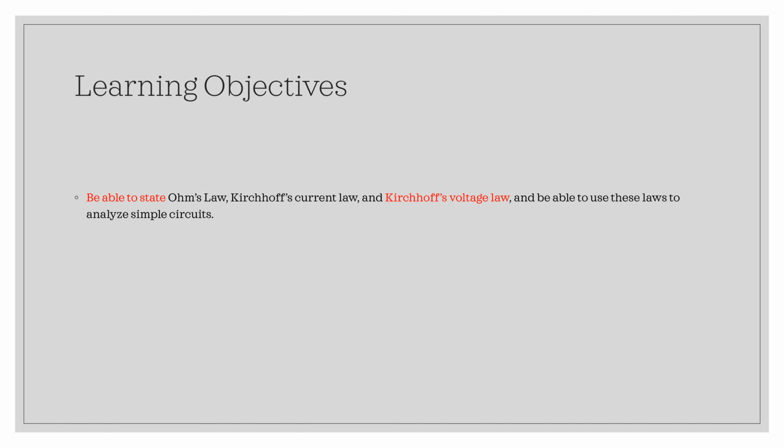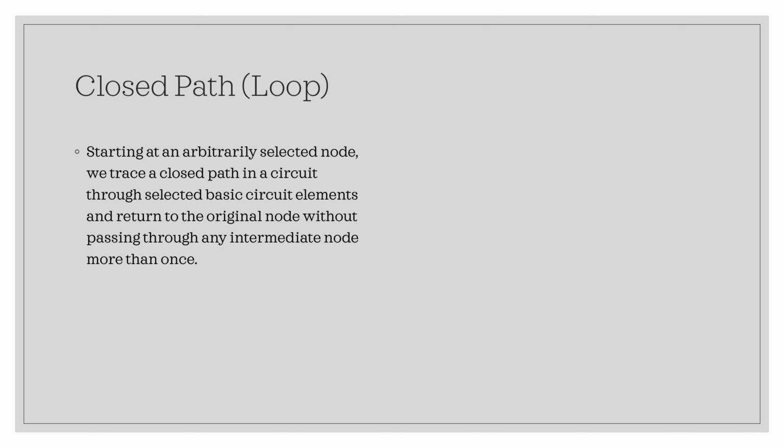We are looking at objective number 2, which is to be able to state Kirchhoff's voltage law and be able to use this law to analyze simple circuits. A closed path is when we begin at an arbitrarily selected node. We trace a closed path in a circuit through selected basic circuit elements and return to the original node without passing through any intermediate node more than once.